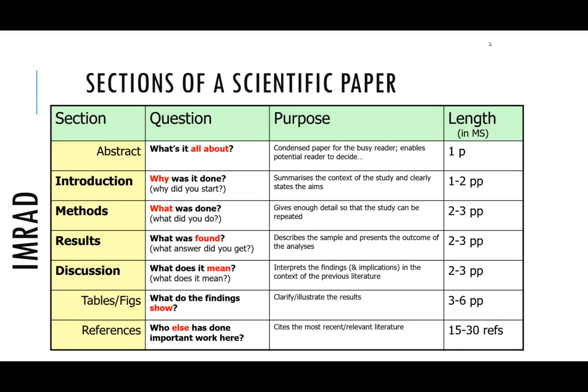In your references list, who else has done important work here? This is where you cite the most recent and relevant literature on the topic. And generally it's between 15 and 30 references. Some papers will take fewer, some papers will take far more.